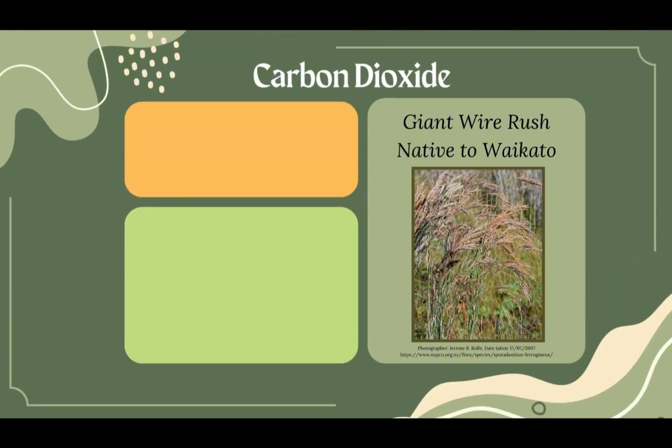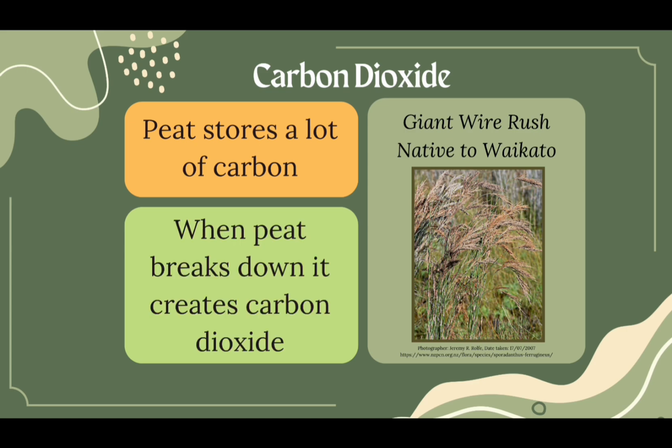Another important result of this increased decomposition is the creation of carbon dioxide, a greenhouse gas that can stay in the atmosphere for hundreds of years. Peat is mainly made up of layers of partially decomposed plants. This means it is extremely rich in carbon. In fact, it holds onto more carbon and for a longer time than forests do. When peat is decomposed, that carbon gets released to the atmosphere, where it bonds with oxygen to become carbon dioxide.